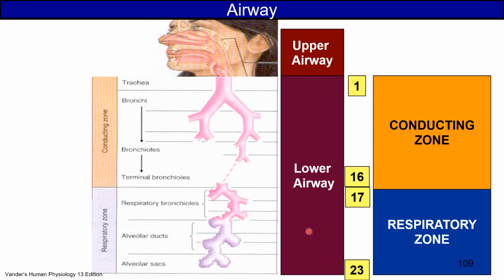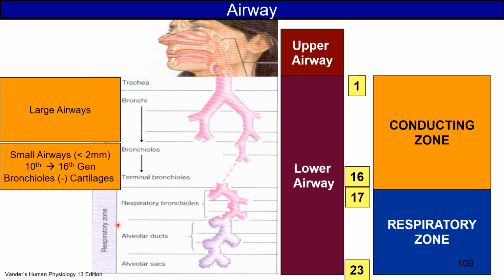Okay, the conducting zone is further divided into your large airways and the small airways. Small airways anatomically are those with less than 2 millimeters in diameter. They are known as your bronchioles and they're devoid of cartilages. They are from airway generation 10 to the 16th.